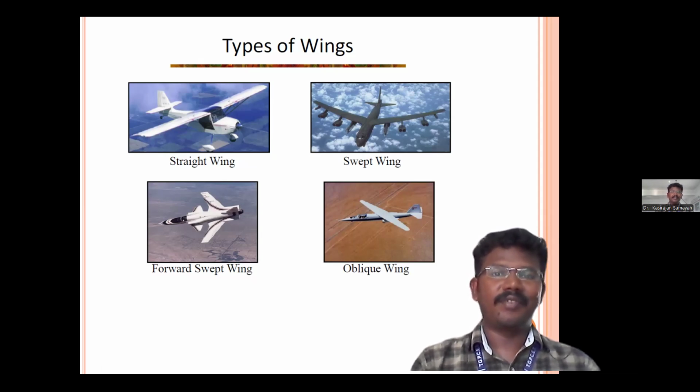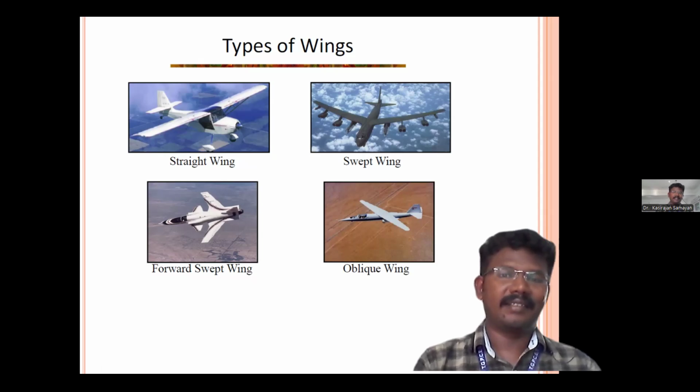The second image shows swept wings. You can observe some angle from the fuselage to the wings. The wing position is inclined from the fuselage, so it is swept backward wings. So based upon the wing design, we can classify the aircraft. The third image shows swept forward wings.